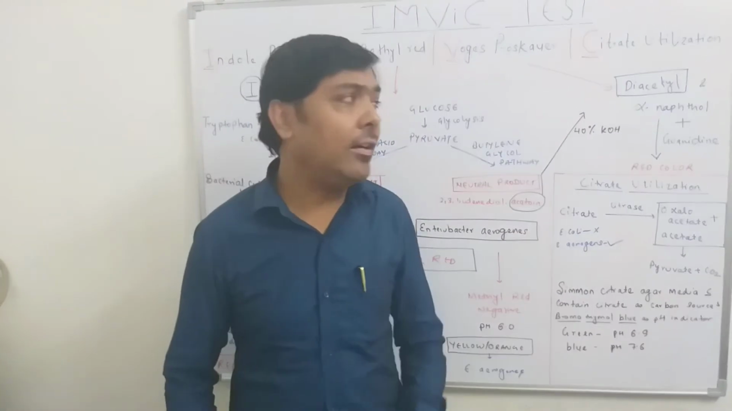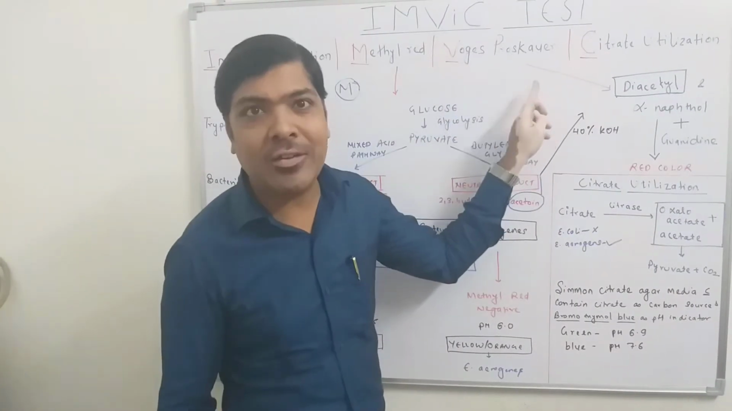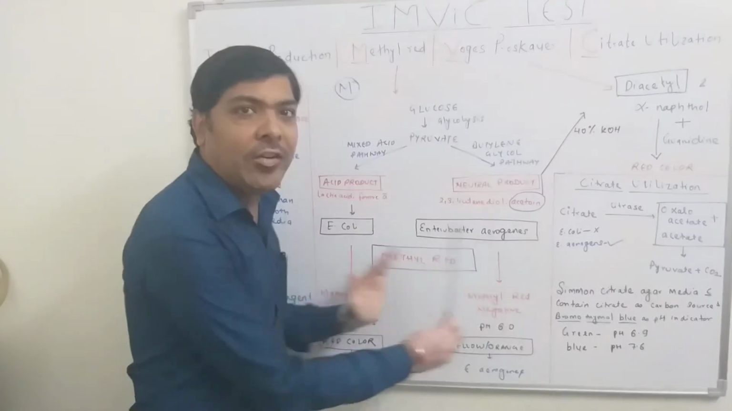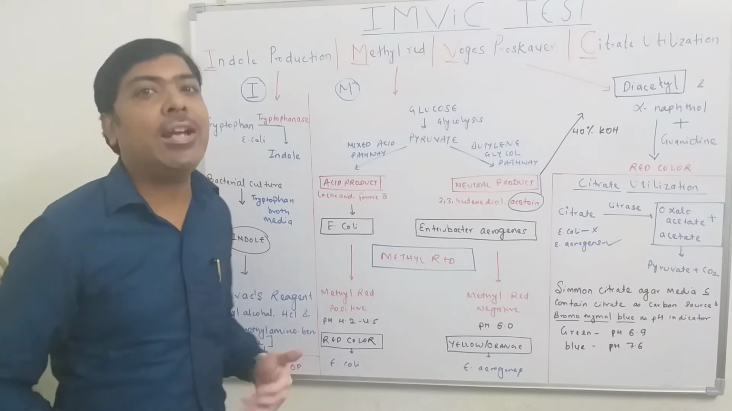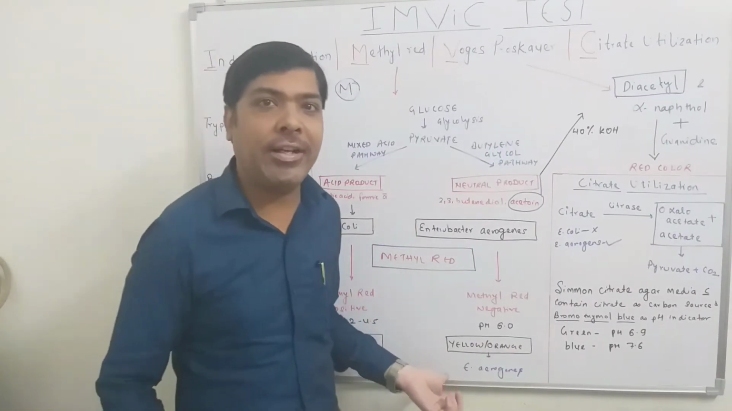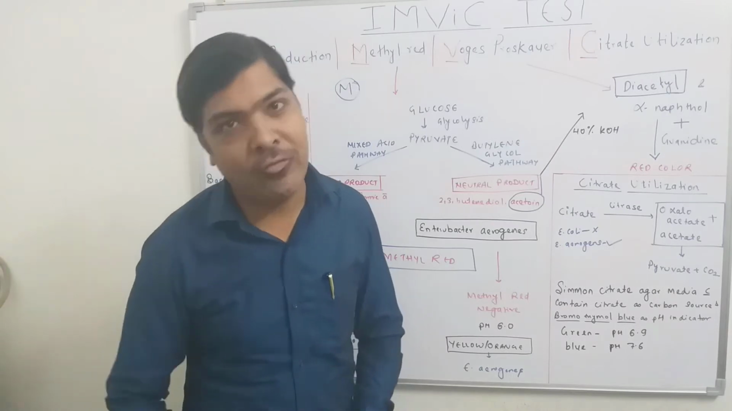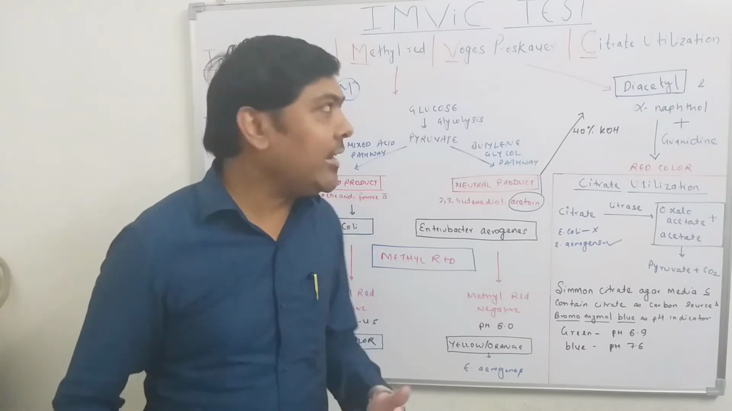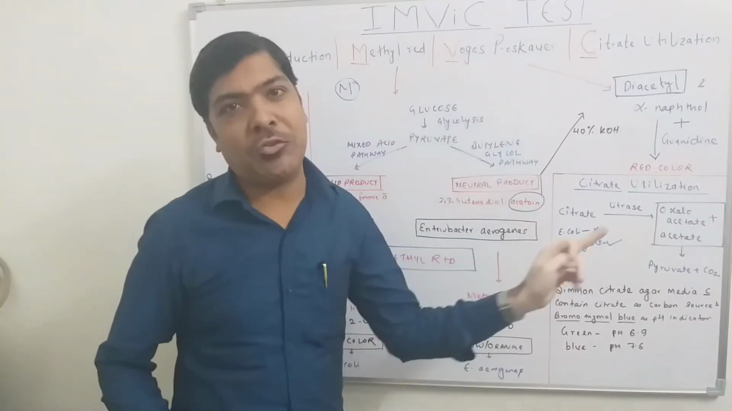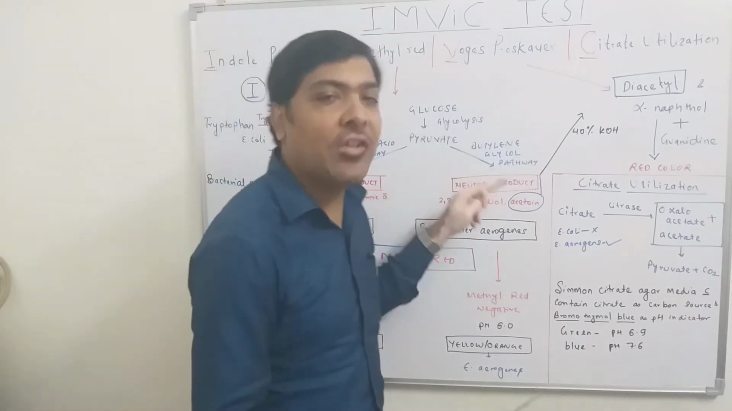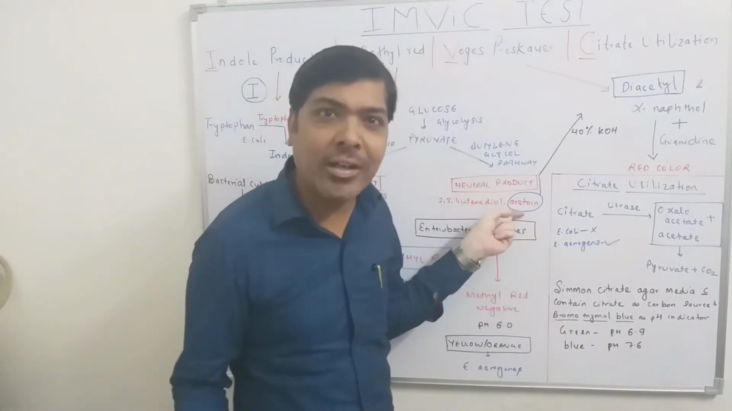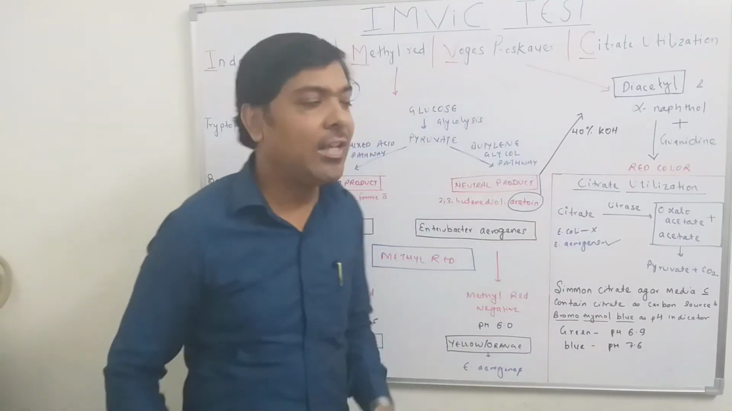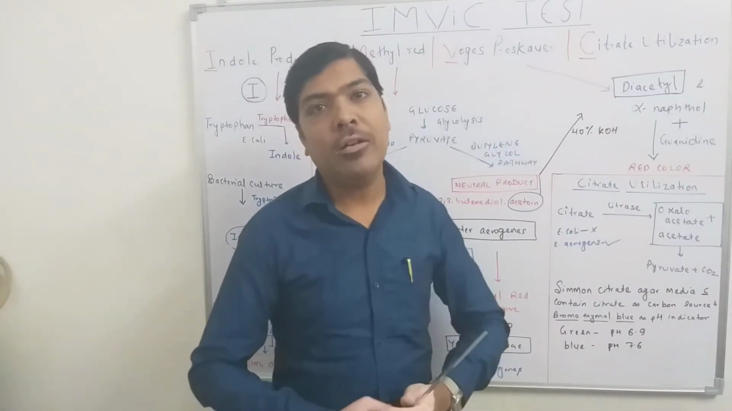So what we are concluding here is that the Voges-Proskauer test is a continuation of the methyl red test. In the methyl red test, we have already differentiated that if the red color is available, then E. coli is there, and if the red color is not generated, then maybe Enterobacter aerogenes is available. But we have to confirm whether Enterobacter aerogenes is available or not, and that can be identified by the Voges-Proskauer test. Since neutral products are generated and acetoin is one of them, we do not add methyl red; we add 40% KOH, and this acetoin will be converted into diacetyl.